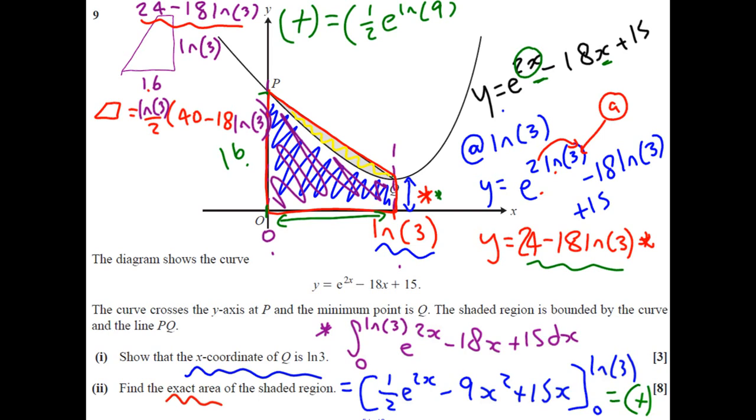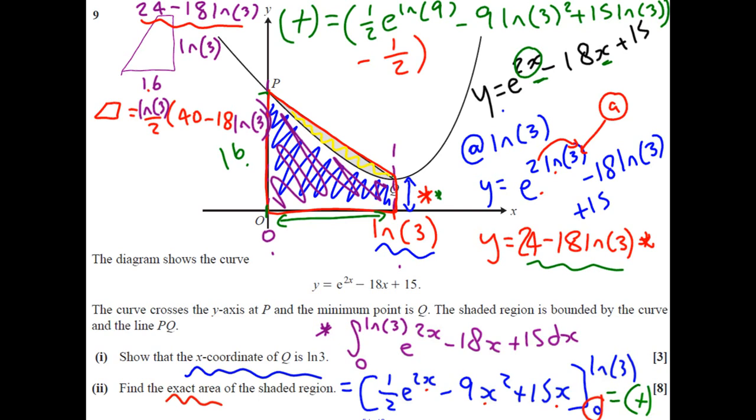Okay, minus 9 ln 3 squared, and that is just the ln 3 that's squared, plus 15 ln 3. Okay, that's the first limit evaluated. The second limit evaluated at 0. That's going to go, that's going to go. We're going to get e to 0 is 1, so it's just minus a half.